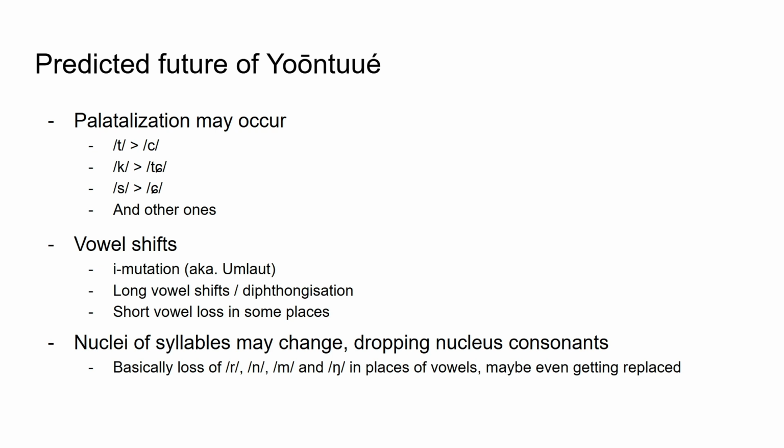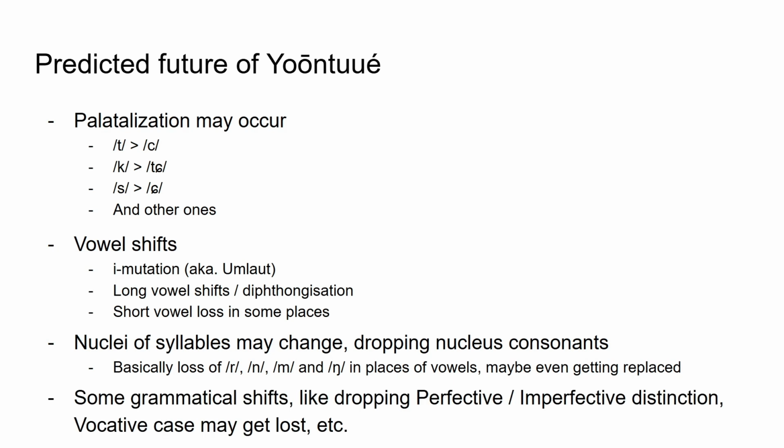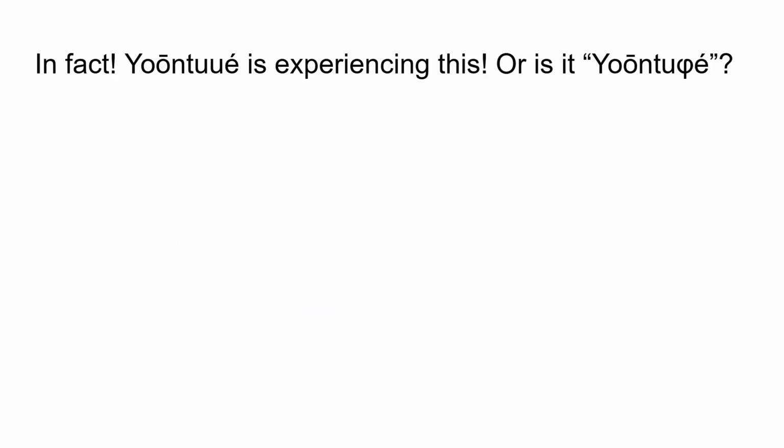Now, nuclei of syllables may change. Now, this is basically just losing r, n, m, and ng in places of vowels, or maybe entirely getting replaced or just getting changed a bit. Anything basically. And obviously some grammatical shifts. Dropping the perfective imperfect distinction is already something that's happening. Vocative case getting lost. Well, basically no one uses it other than writers.